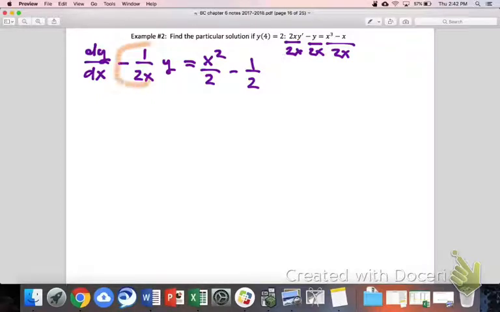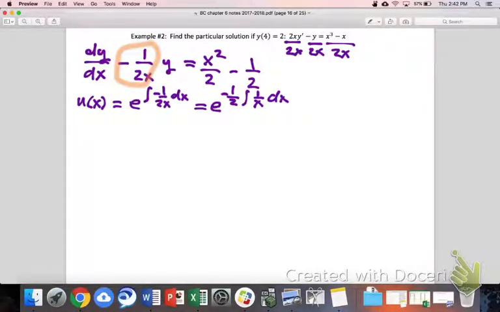This is my p of x. So we're going to say u of x equals e to the integral of that. So then I would say that equals e to the negative 1/2 integral of 1 over x dx. I think this is a really useful thing to do to get that constant multiple out of there. It's going to make it easier at the end. And so I'd say finally, u of x equals e to the negative 1/2 natural log of x.